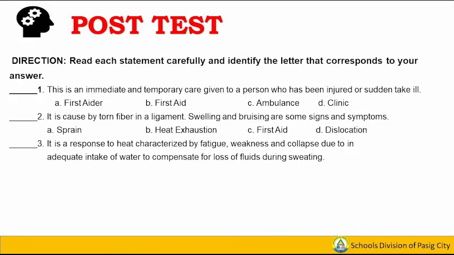Number 3. It is a response to heat characterized by fatigue, weakness, and collapse due to inadequate intake of water to compensate for loss of fluids during sweating. A. Sprain. B. Heat exhaustion. C. First aid. D. Dislocation.